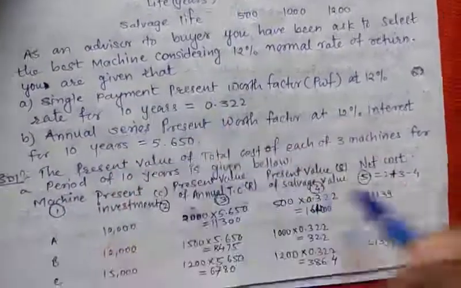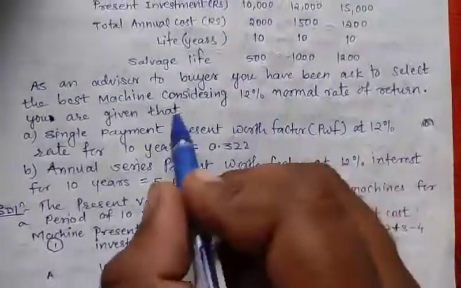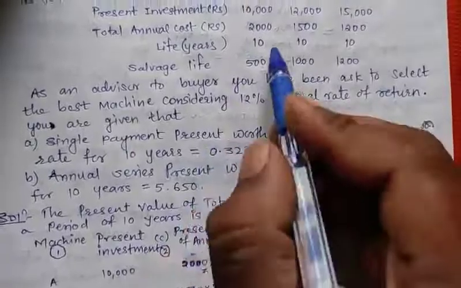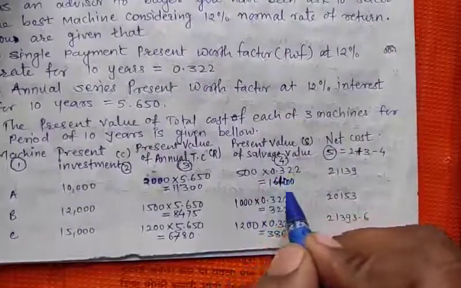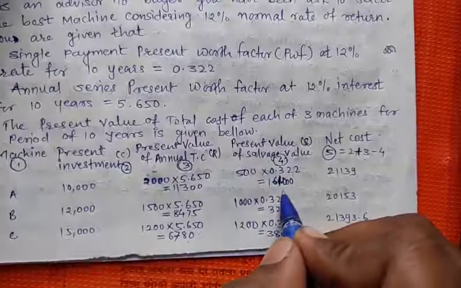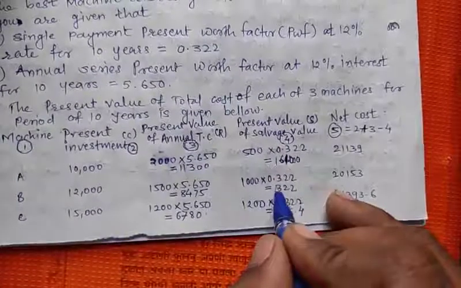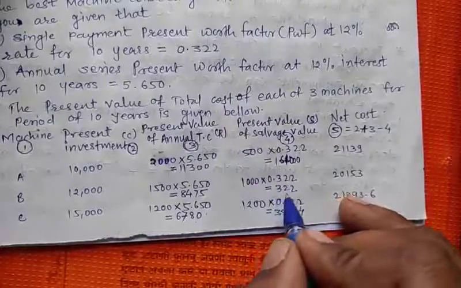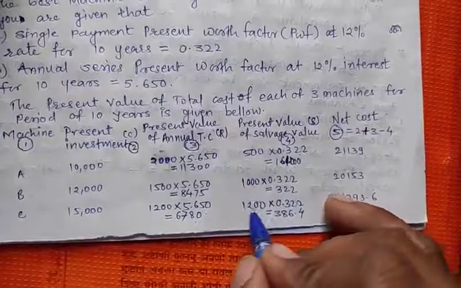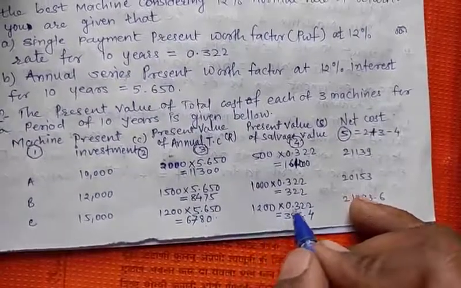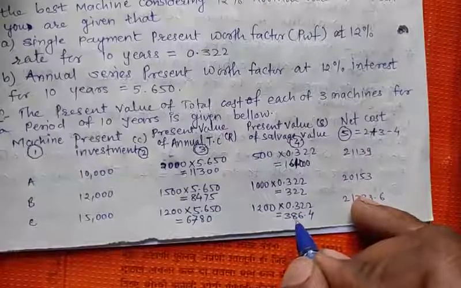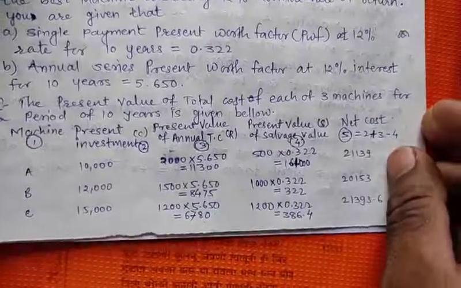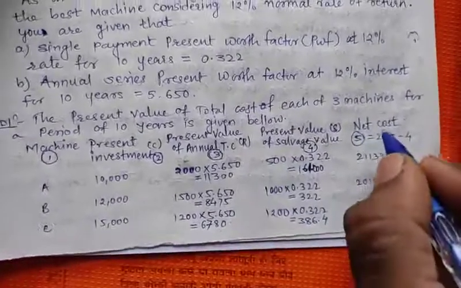So we multiply this value to salvage life. So here, 500 into 0.322 is equal to 161.000. Next, 1000 into 0.322 is equal to 322, and next, 1200 into 0.322 which is 386.4. Now next, calculate net cost.